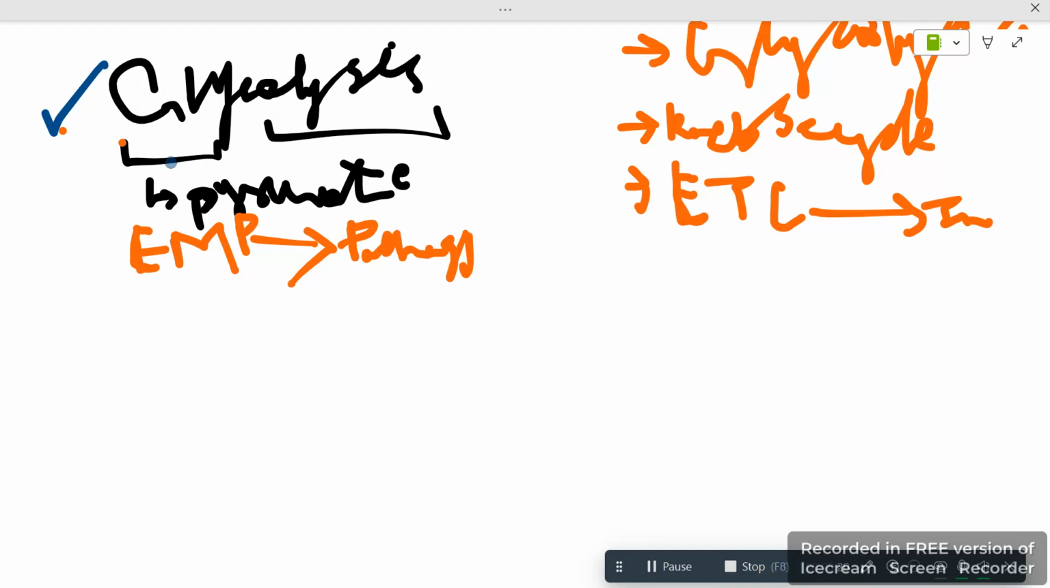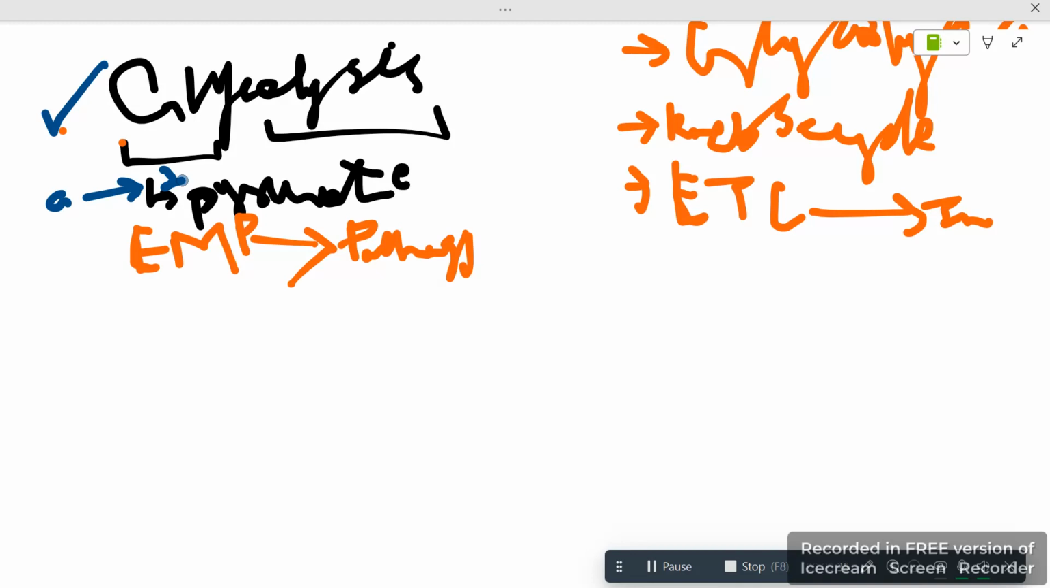But here, because glucose will break down, it will form pyruvate. Then it will form two pyruvate. The final product of this is very important for MCQs, the most asked MCQs in past papers. What is the final product of glycolysis?